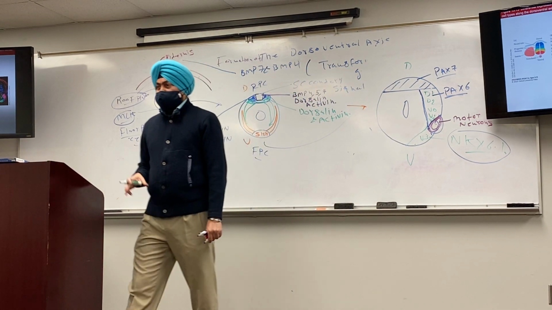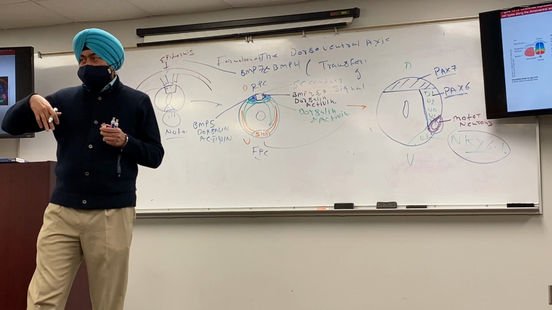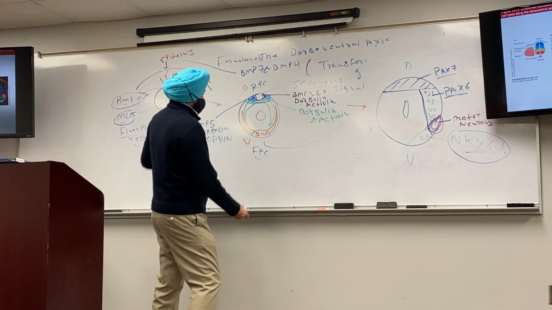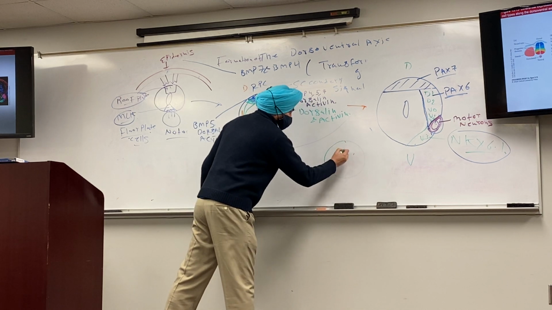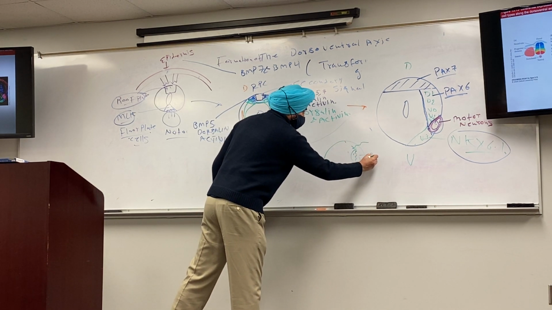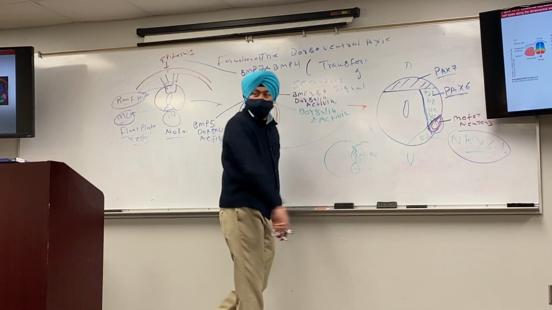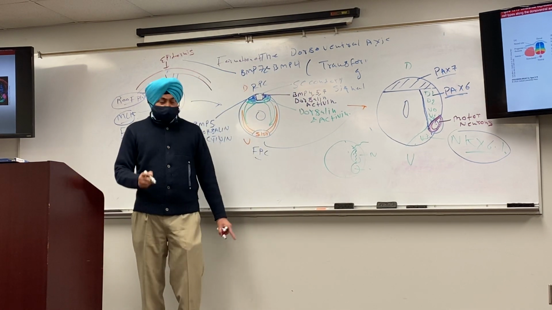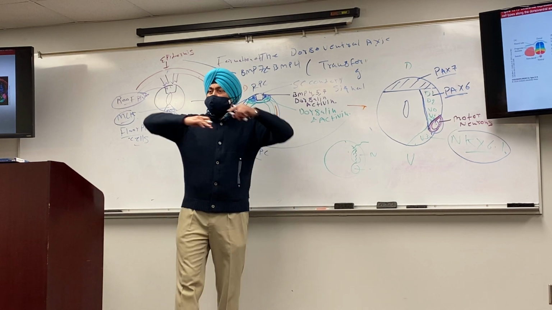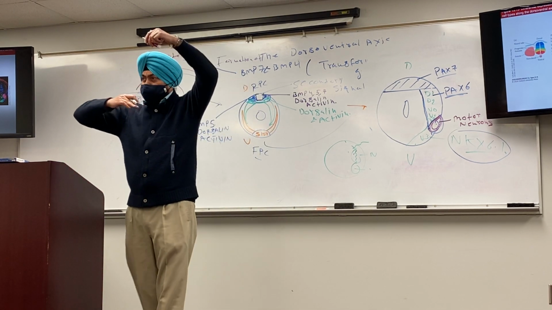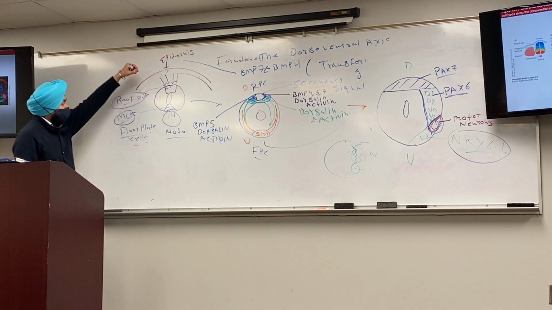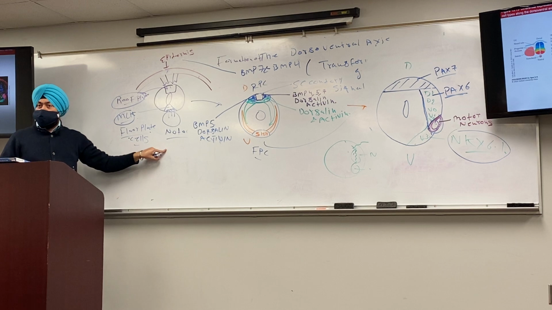Remember, in the beginning I told you that we have a polarity here. We said right here the sensory neurons are going to come, then you will have all the interneurons there, then you will have the motor neuron. This polarity is established because of the signaling which is coming from the epidermis and notochord.